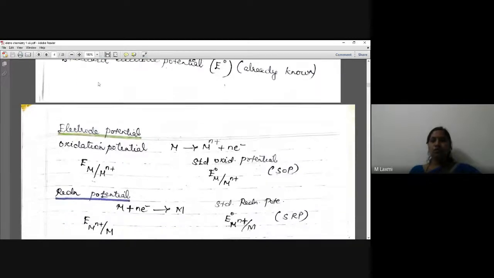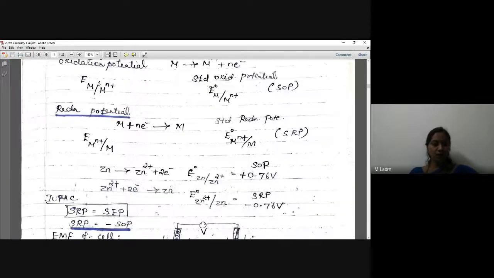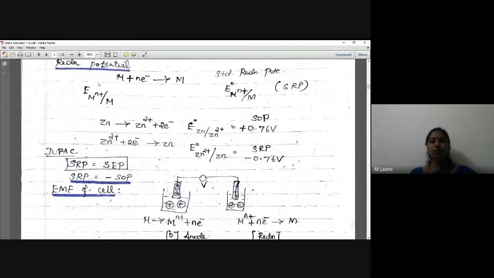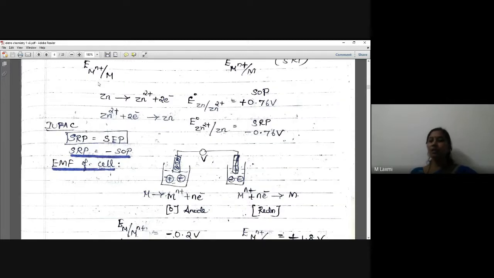So you know electrode potential. Then you know standard electrode potential. You know what is oxidation potential. You know what is standard oxidation potential, reduction potential, standard reduction potential. In order to avoid confusion, IUPAC has given us a clue to use SRP as SEP. So standard reduction potential is nothing but your standard electrode potential. And if you know standard reduction potential, the negative of SOP is your SRP. So if you know one value, you can write the other value by changing the sign convention.